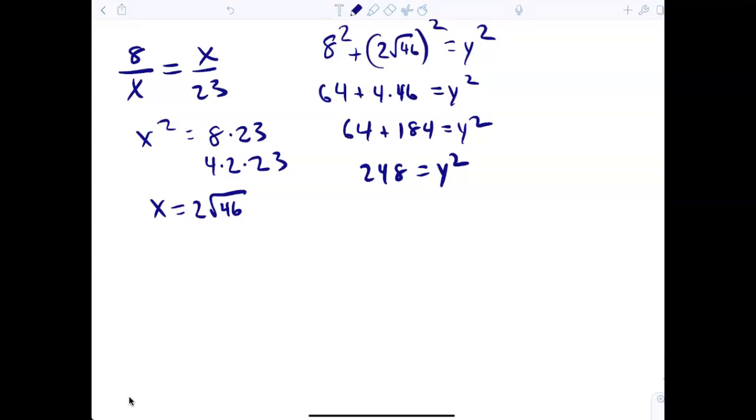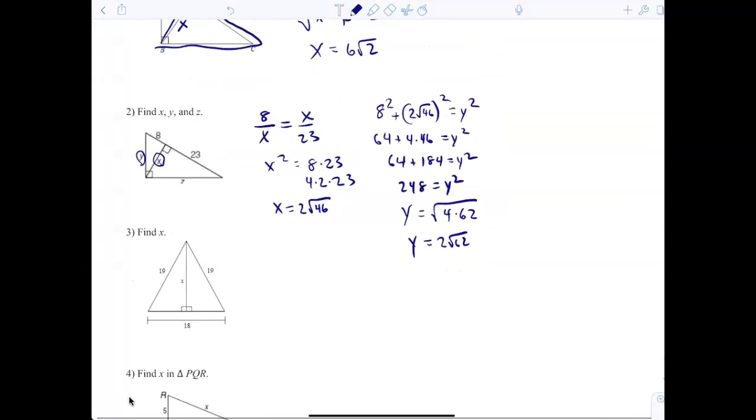Now when you do the square root of 248, Y is equal to the square root. The one I see right off the bat is 4 times 62, and I think that's the best. Y equals 2 radical 62. Is everybody good with that? Anybody have any issues? And now, do I really need to do Z? Z is the same. Everybody okay with that? All right, so let's move on.